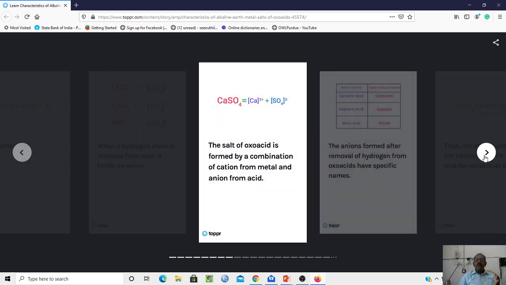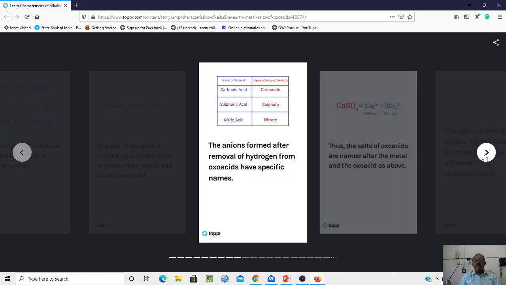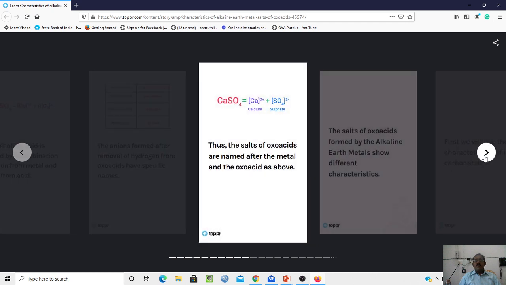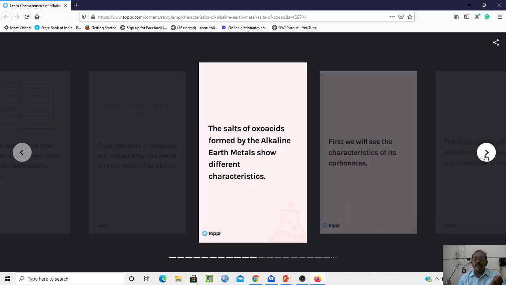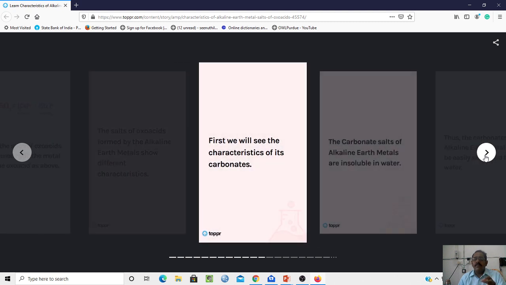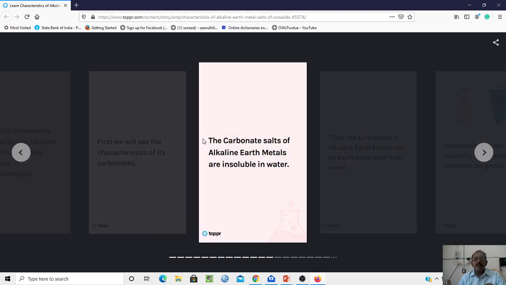Now we move to alkaline earth metals. So calcium with carbonic acid forms calcium carbonate, which is a salt of an oxo acid. The same thing as we have seen for alkali metals, now it is for alkaline earth metals. Now this website is telling about a few characteristics of alkaline earth metal carbonates. The carbonate salts of alkaline earth metals are insoluble in water. See, magnesium carbonate and calcium carbonate are insoluble in water.